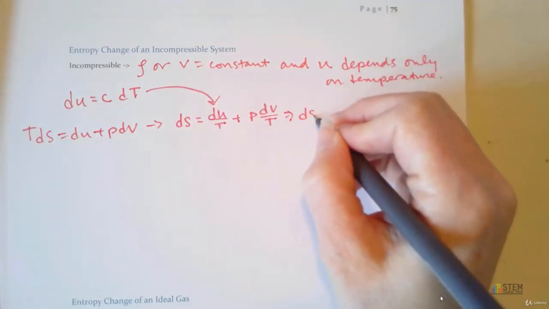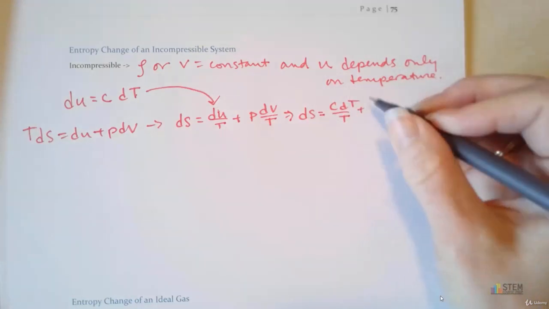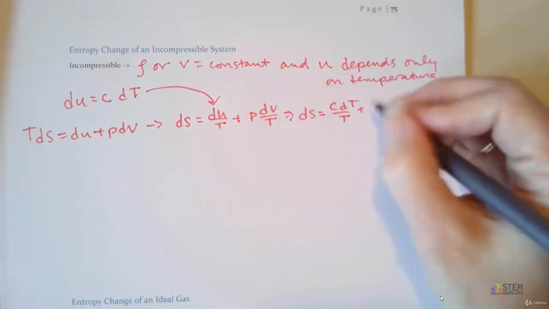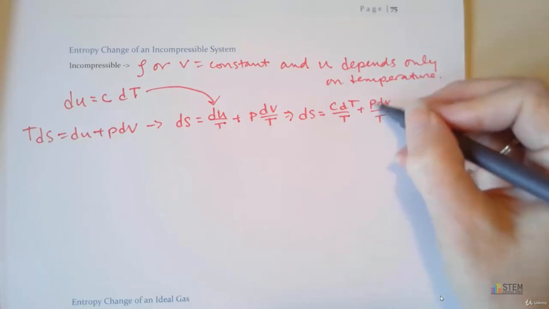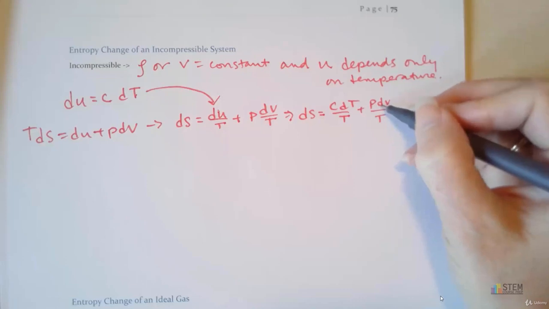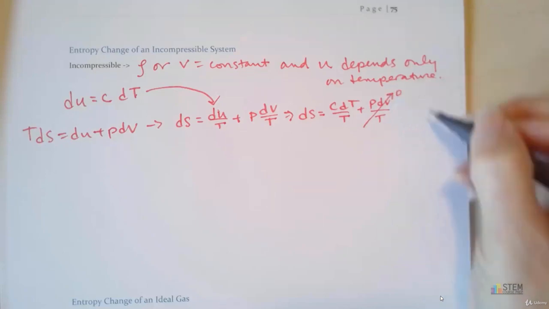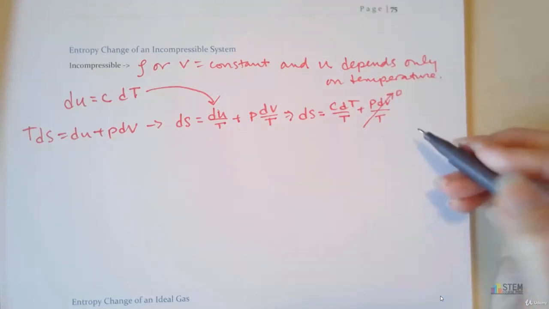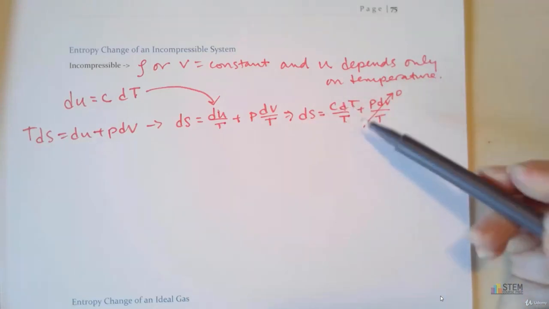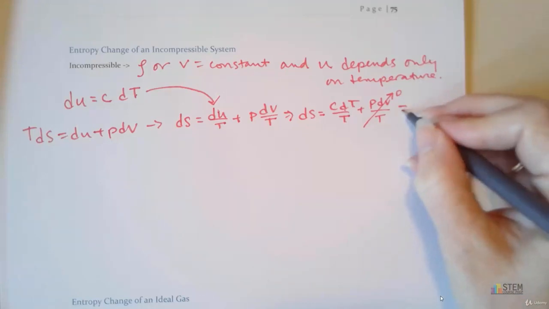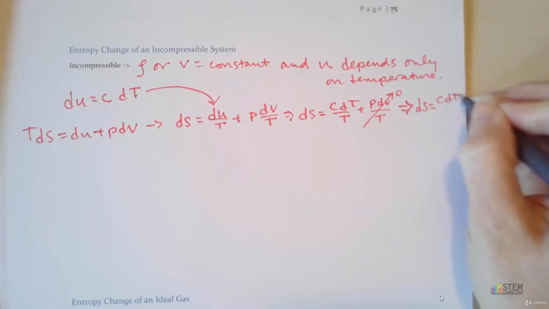And then we would have ds equals C times dT over T plus, what about this last term? If you think about it, we said we had an incompressible system. So do we even need this term? Because this is change in specific volume. Are we going to have a change there? Nope, because it's incompressible, so that goes away. So this means ds has to equal the specific heat times dT over T. So let's write that out. So ds is C dT over T.